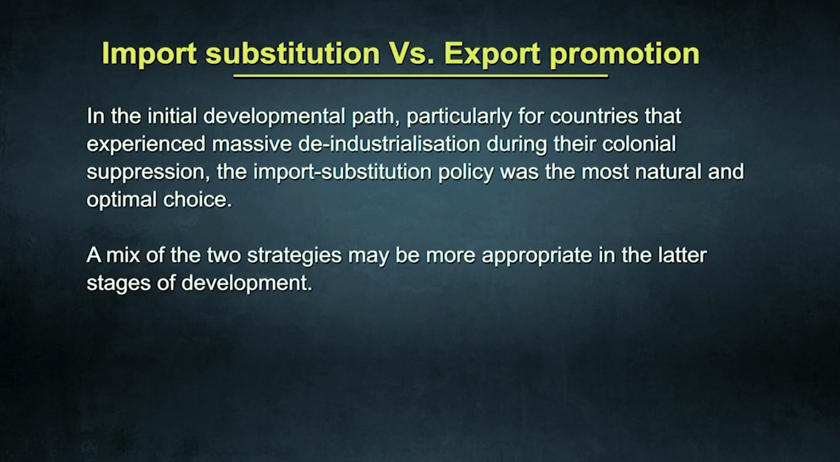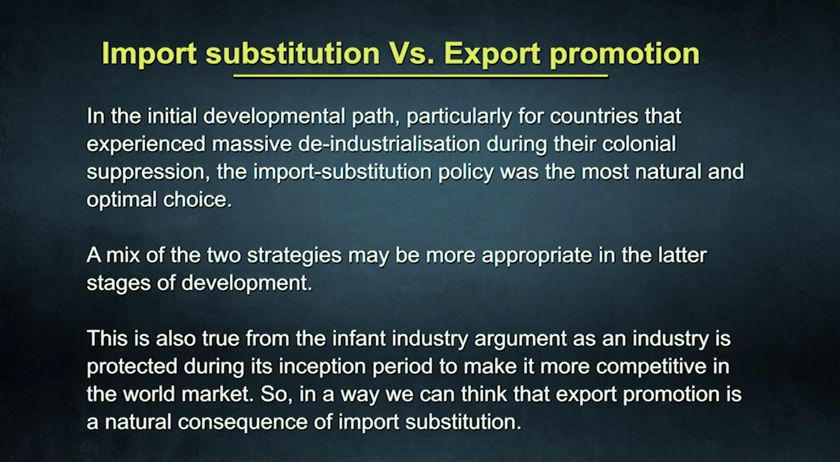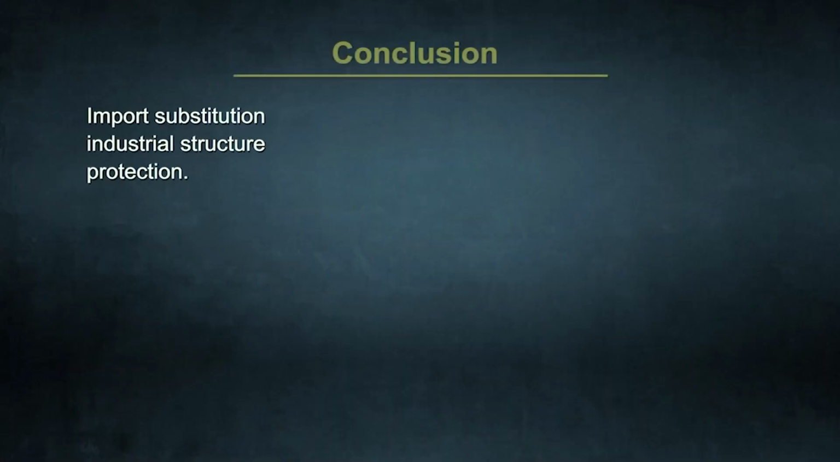But a mix of these two strategies would be more appropriate in the latter stages of development. And this is also true from the infant industry argument, because under that argument we say that we protect the industry to make it more competitive and then let it free in the world competition. The South Korean development experience is such an example of using import substitution and export promotion policy in an optimal way. So now we are coming to the conclusion.